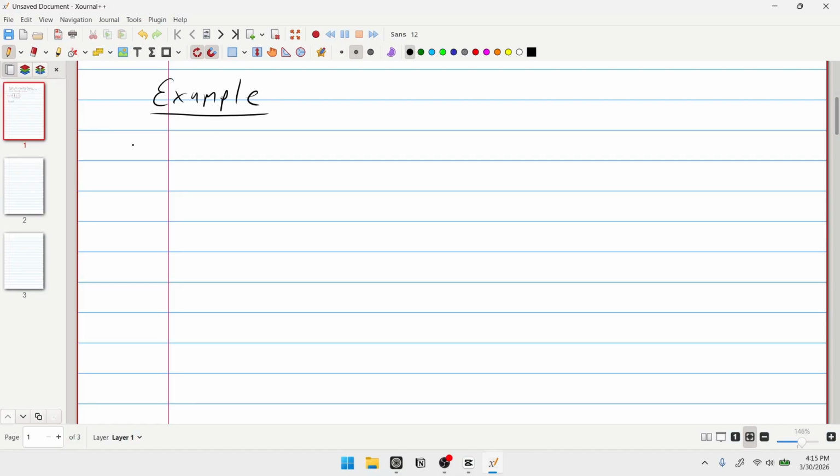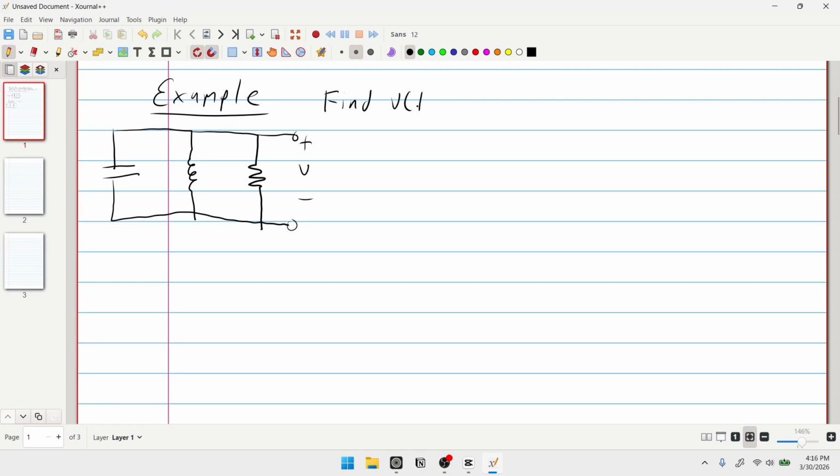Okay, so let's say we have this circuit. Okay, the inductor, and then a resistor. Okay, and we want to find V, right? We want to find V of t, okay? And we're also given V0 plus equals 12, and the initial current through the inductor, positive, is 30 milliamps, okay?